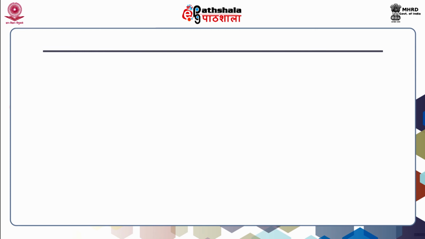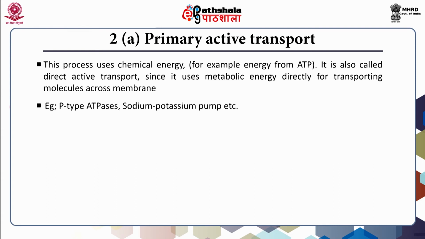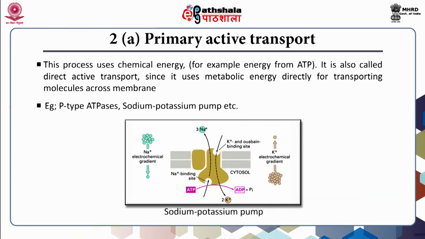Let us see what is primary active transport. This process uses chemical energy, for example ATP, and it is also called direct active transport, since it uses metabolic energy directly for transporting molecules across the membrane. Examples are P-type ATPases and sodium-potassium pumps.